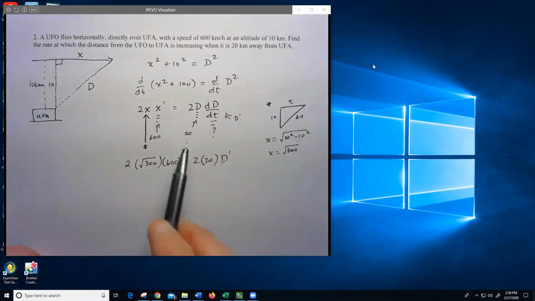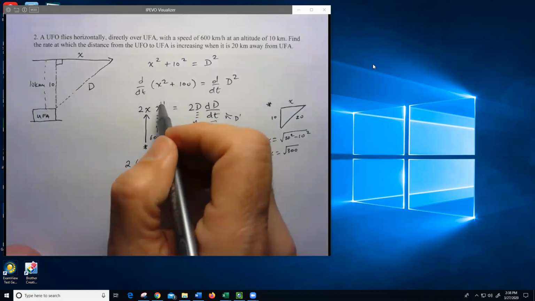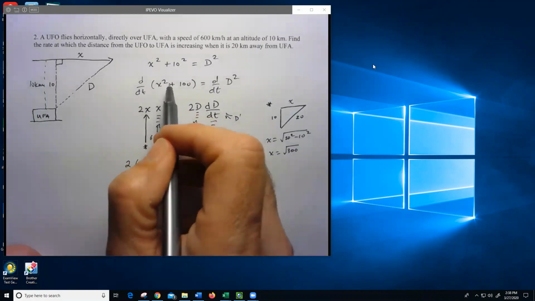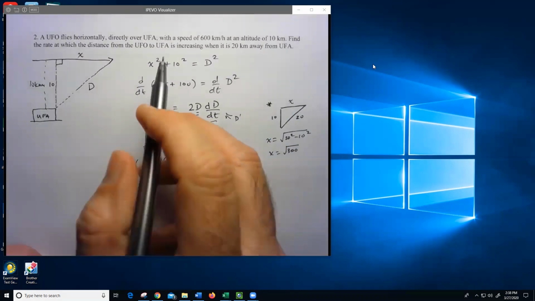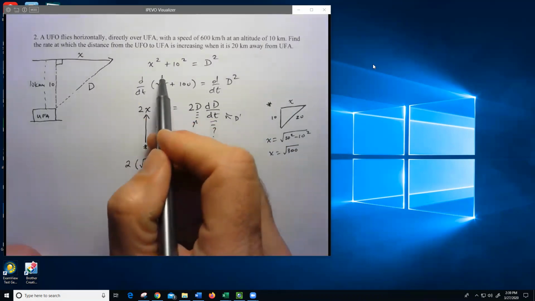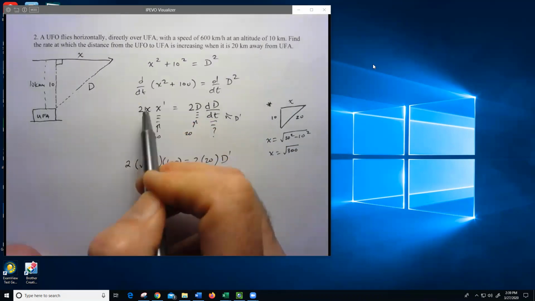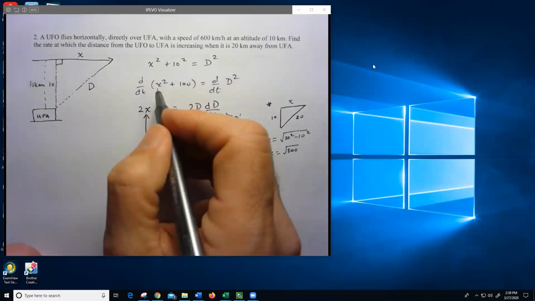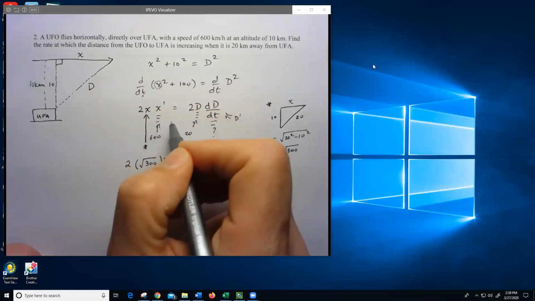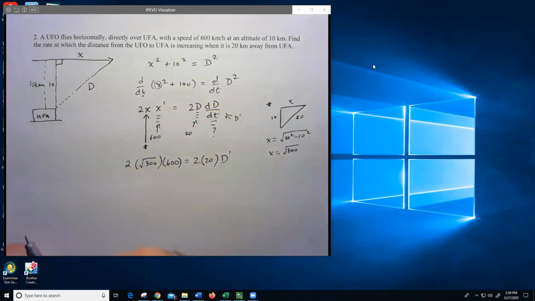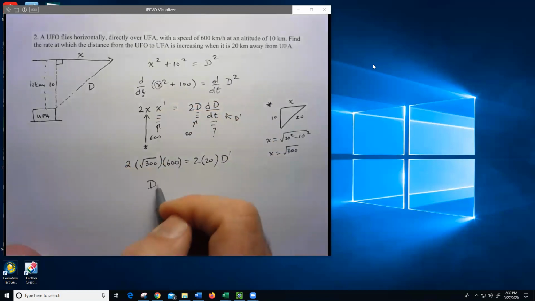Somebody asked about why I have this. Remember, I'm taking the derivative with respect to time, so I have to use the chain rule. That's why I first took the derivative of the outside function, so the derivative of x squared is 2x, but then I have to multiply by the derivative of the inside function with respect to time. So it's just me using the chain rule. And there you go, now I can just solve for d prime.